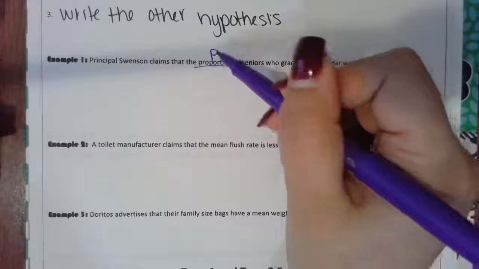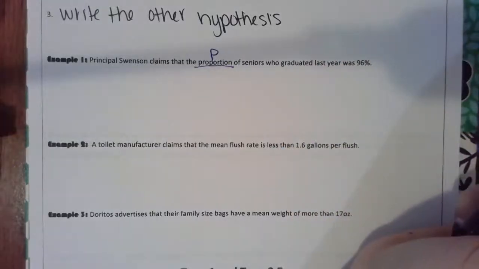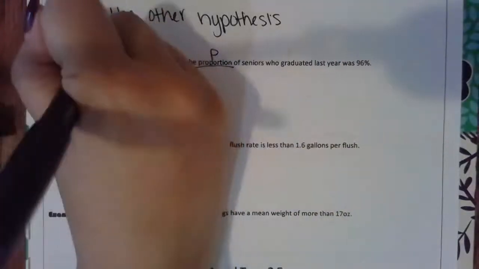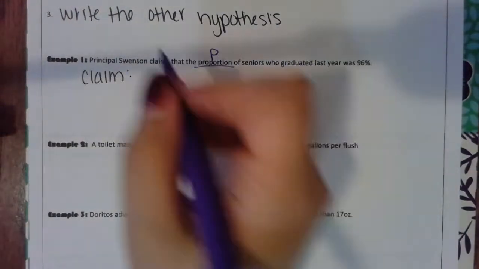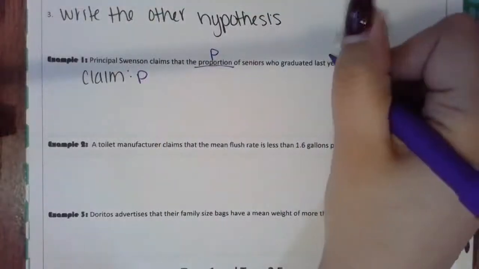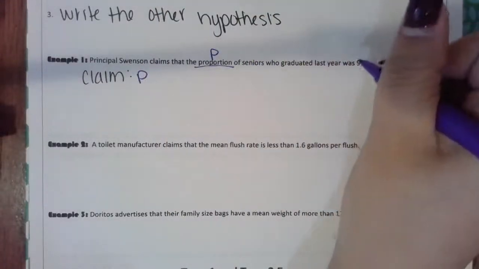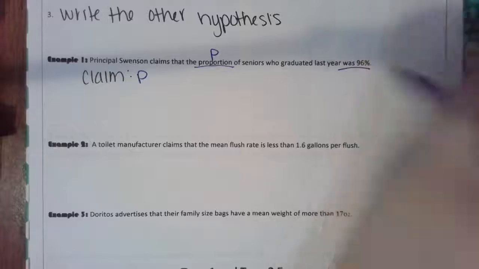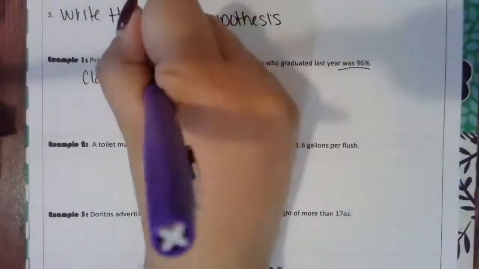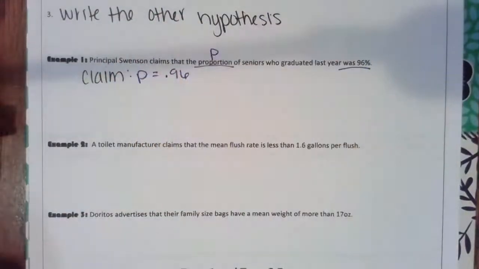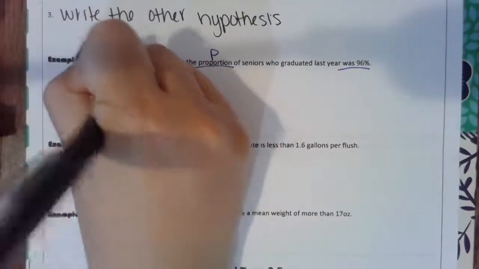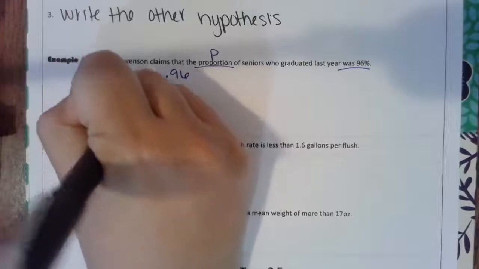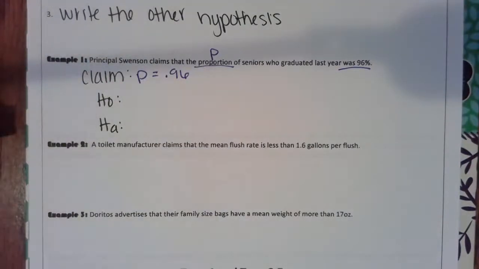So since we're talking about proportions, that's P. Okay. So your claim, we're working with P. They're trying to tell you that the seniors who graduated was exactly 96%. So your P is equal to 0.96. Now, go ahead and write down your null, and I'm going to go ahead and write down the null hypothesis, which is HO and HA.